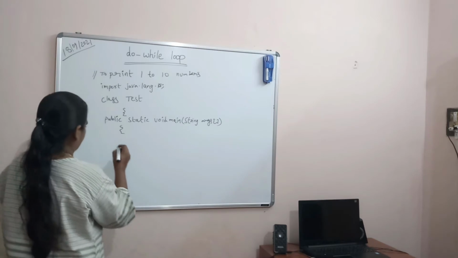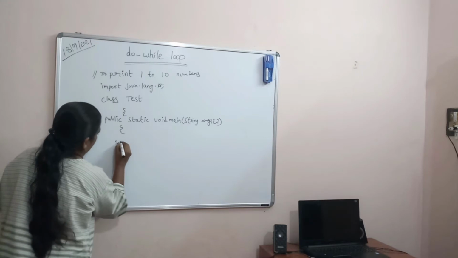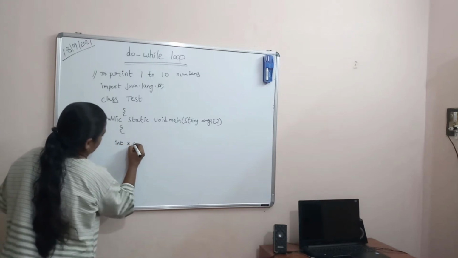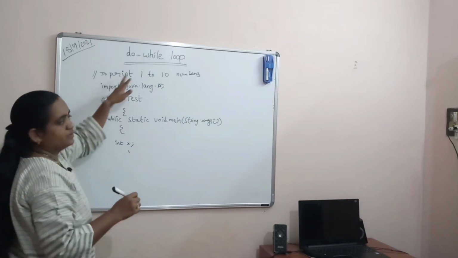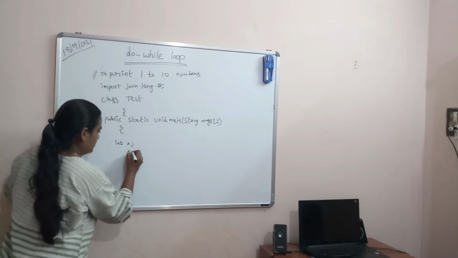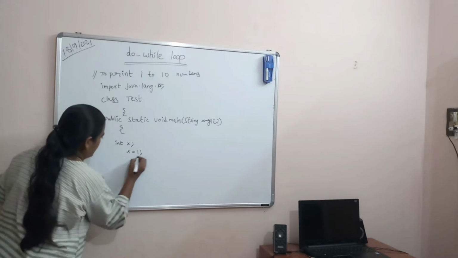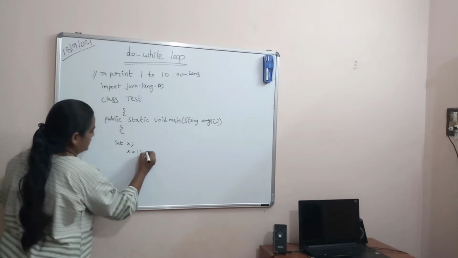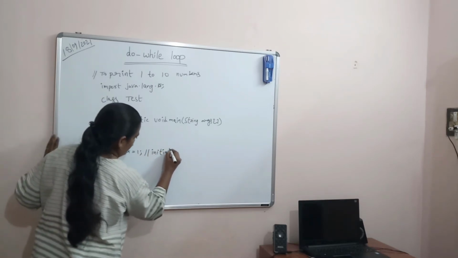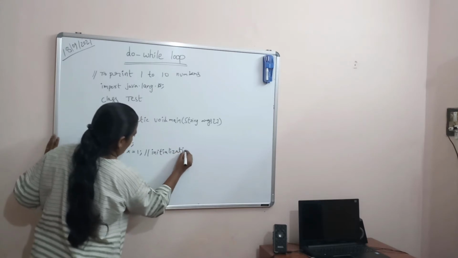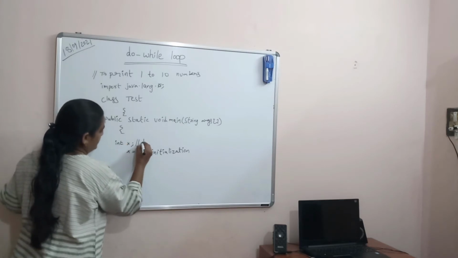For that, int x, declaration of the variable. I would like to print 1 to 10 numbers. The initial value I assign is 1, since I know 1 to 10. Assigning the value to the variable is called initialization. Declaration is this one.